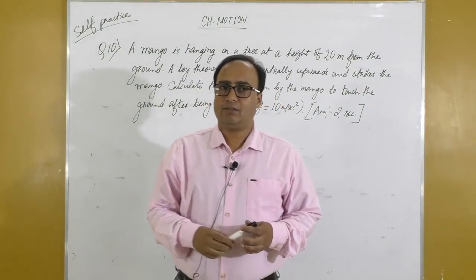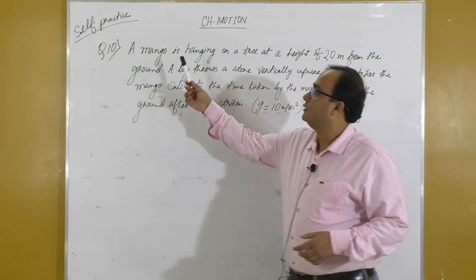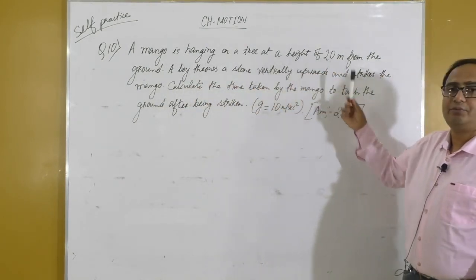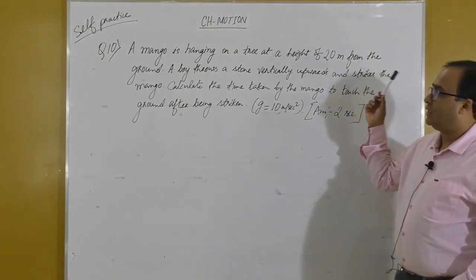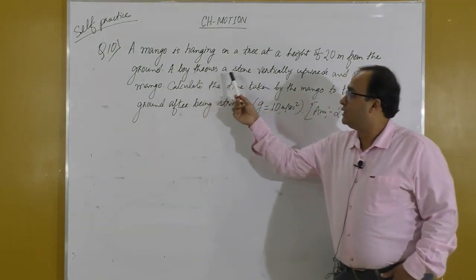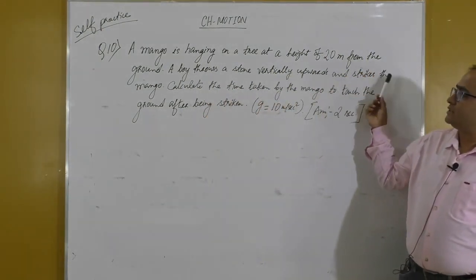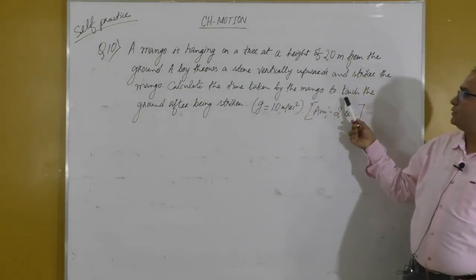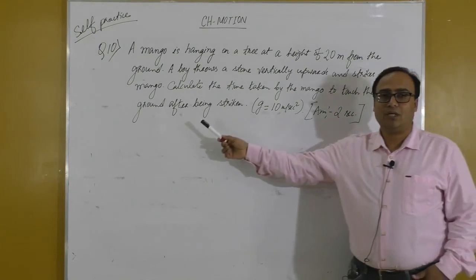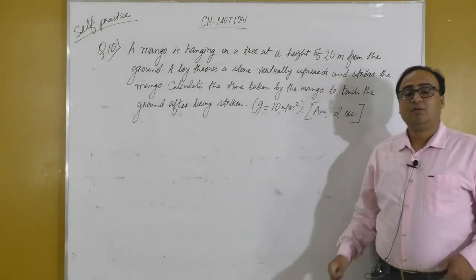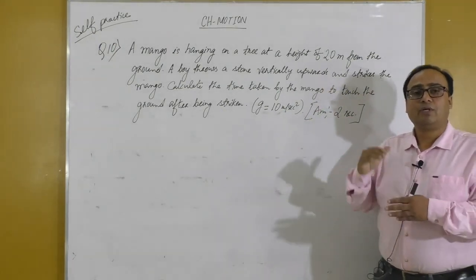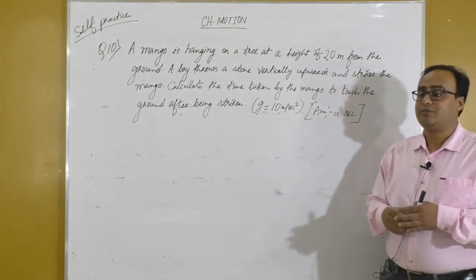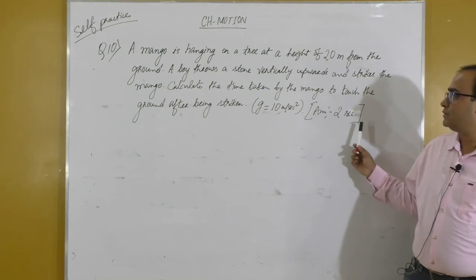Now you will have to solve question number 10, and this is the last question of this video. You can note down the question. A mango is hanging on a tree at a height of 20 meters from the ground. A boy throws a stone vertically upwards and strikes the mango. Calculate the time taken by the mango to touch the ground after being struck. That means after the stone hits the mango, what is the time it takes to fall down, that you will have to find out, and the answer is 2 seconds.